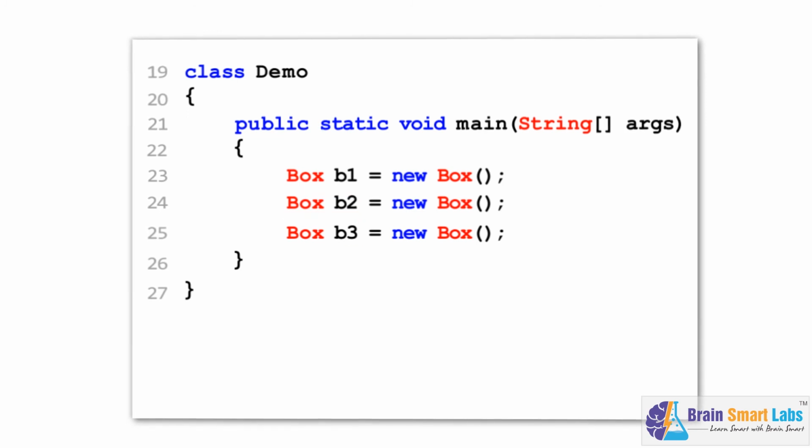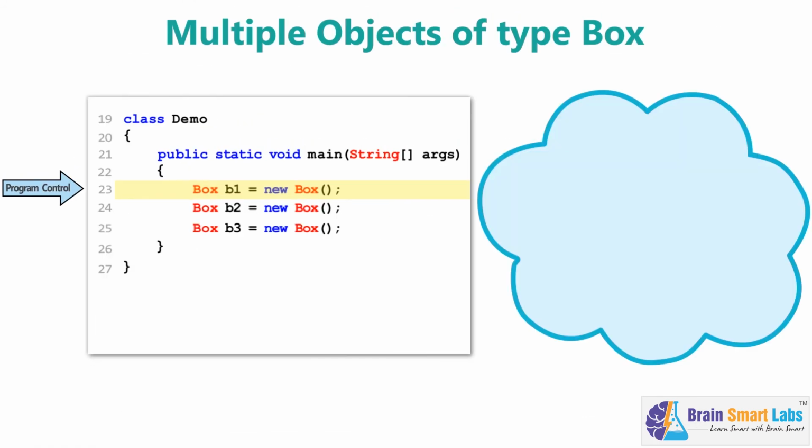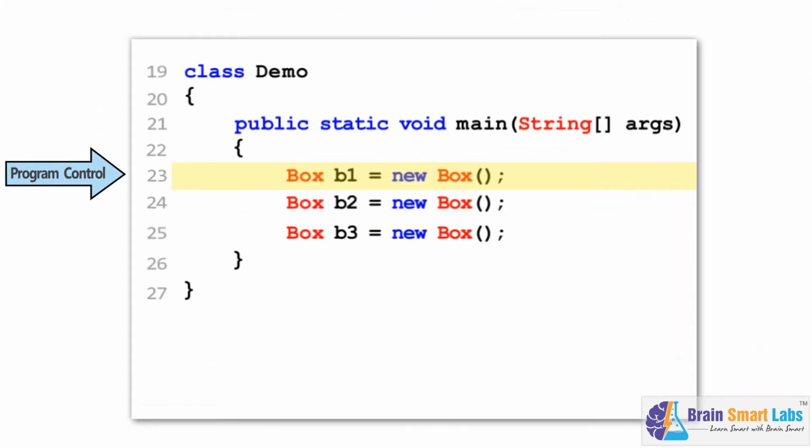Now it is time we recompile the program by pressing Ctrl 1 and execute our program by pressing Ctrl 2. And kaboom! The program control starts executing our program from the main method. As it reaches line number 23, a new box object will be created in our JVM heap memory as shown here. If you can observe, our variable b1 will be holding the reference to our first box object, as we have written the code box b1 is equal to new box.